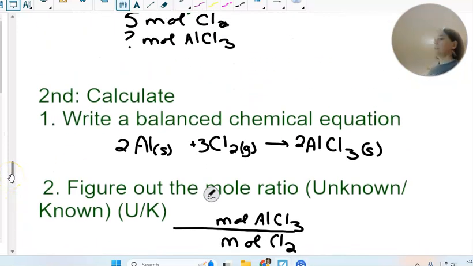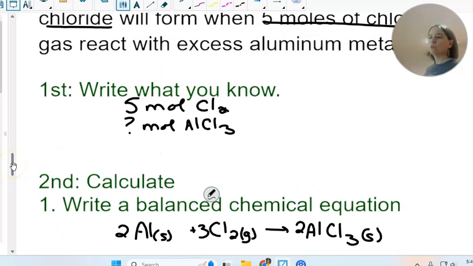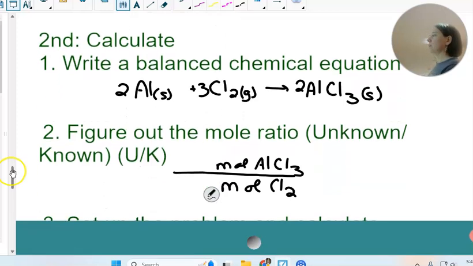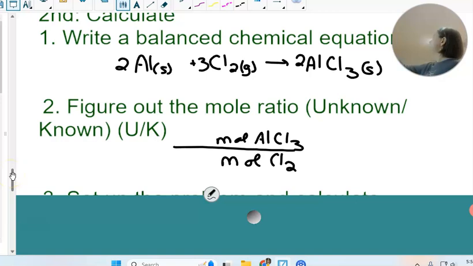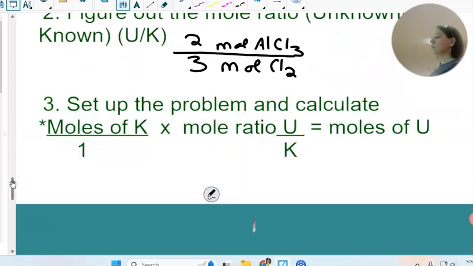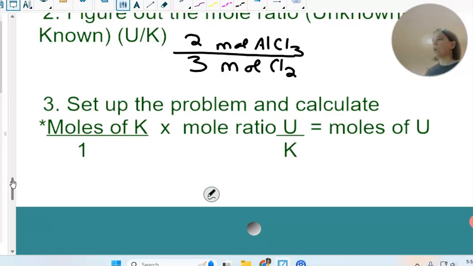You're going to be tempted to put in 5 moles of chlorine. That is not the mole ratio. The mole ratio is not in the problem. It's always, always, always in the balanced chemical equation. So I have 2 moles of aluminum chloride and 3 moles of chlorine gas. So you always get it from the balanced chemical equation. Then we're going to set up our problem and solve it.